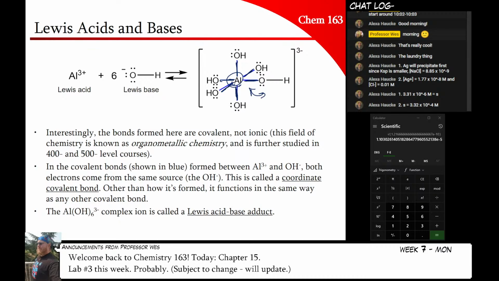When we formed covalent bonds in 161, what we would do is something like this, right? Carbon has 4 valence electrons, hydrogen has 1, and we'd each share a valence electron to make a covalent bond, right?